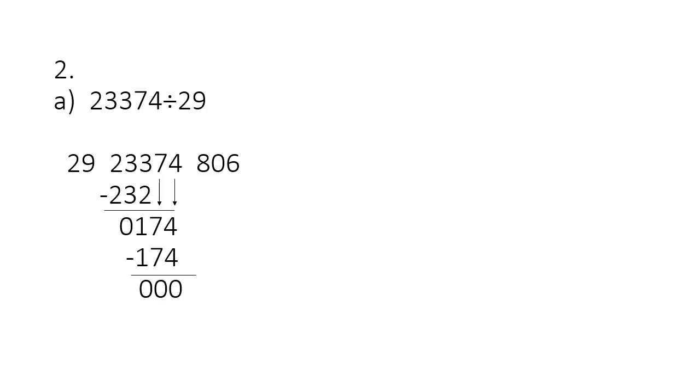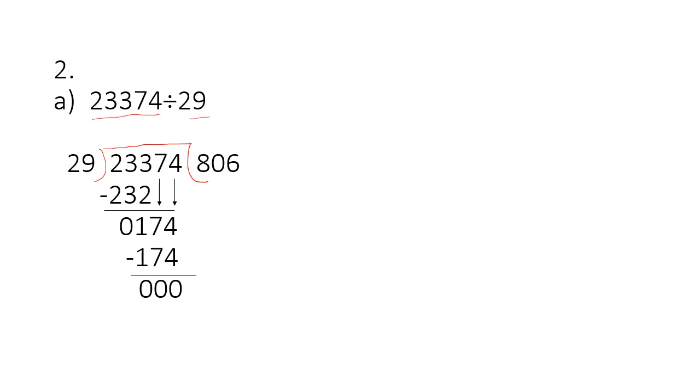Now see question number 2, A part. Here we have to divide 23,374 by 29. 29 is our divisor, so you place it here, and 23,374 is our dividend, so you place it under this division symbol. Now divide. First we'll take the 3 digits. So now the number we are having is 233.